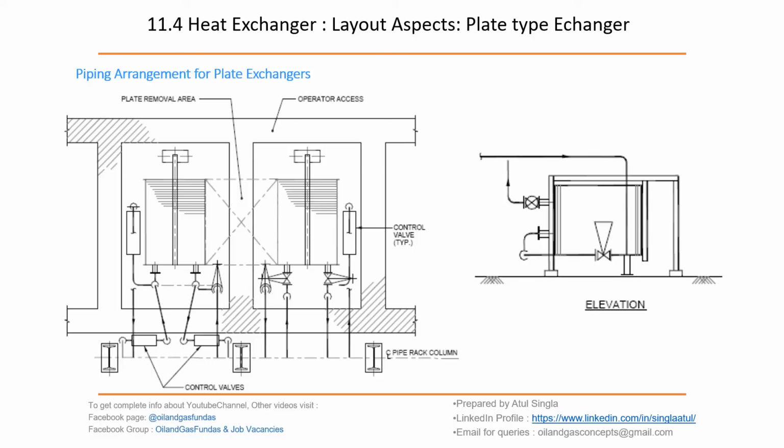This is a typical piping system for a plate type exchanger. If you see, one plate type exchanger is here, another one is here. We have a plate removal area in between, that is common for both the exchangers. And first try to understand where the nozzles are. Inlet, outlet, inlet, outlet. If you see in elevation, we are having 4 pairs of nozzles: 2 below, then 2 at the upper side. And this is a typical piping.